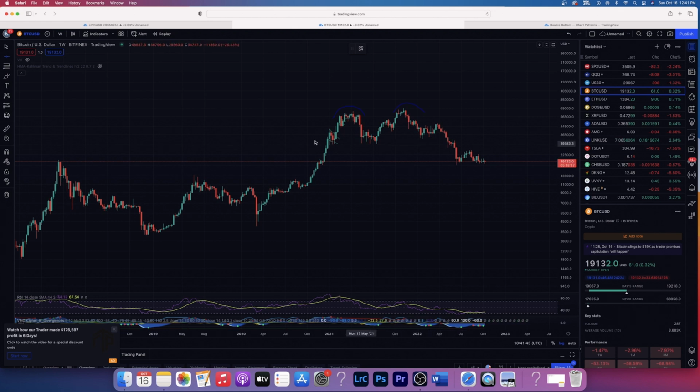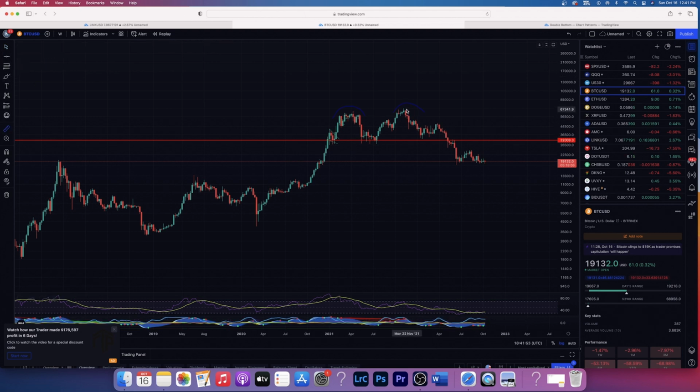So as soon as we broke, especially when we broke that neckline right here, it really broke down after that. So from the top of the double top down to the current point it's at is down 71%. So Bitcoin was almost at 70K right here. Right here it says 68,000. And currently we're sitting at 19,155.